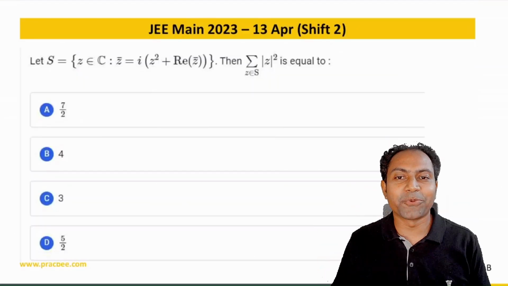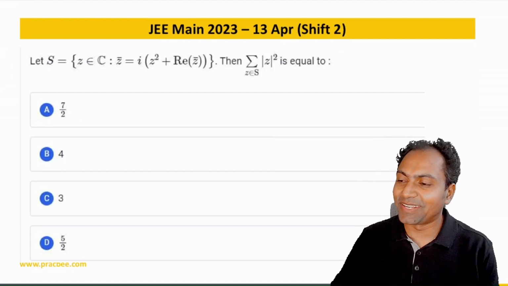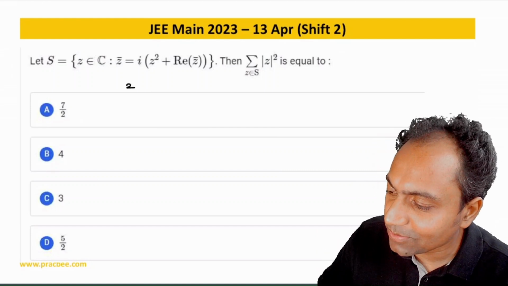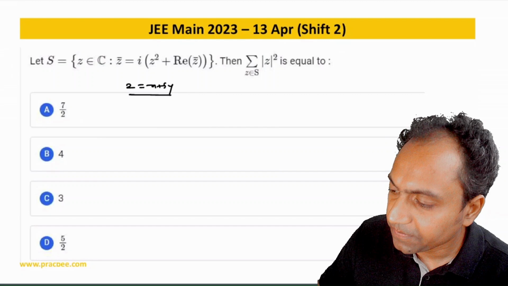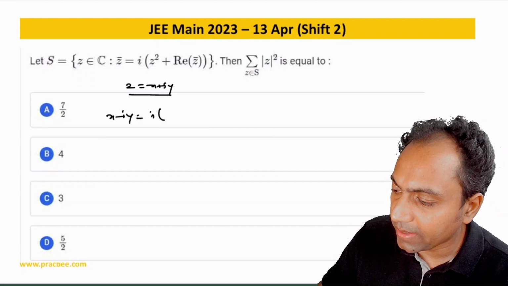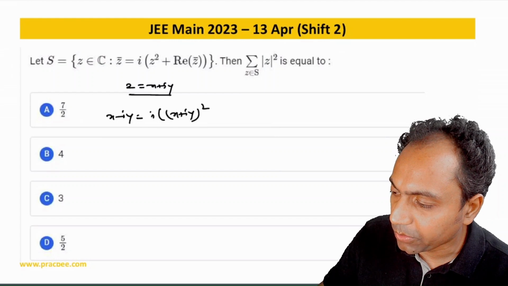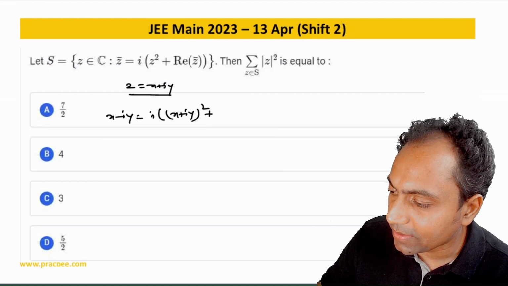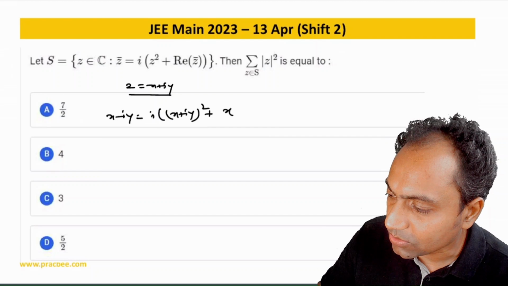The next question that we are going to do is based on JEE Mains 2023. Now, if I look into this question, what you can do is you can just put z is equal to x plus iy. If I do so, my left hand side becomes x minus iy, i into (x plus iy) whole square plus real part of z bar, which is nothing but x only.